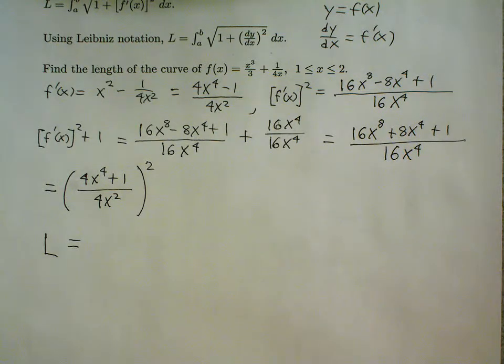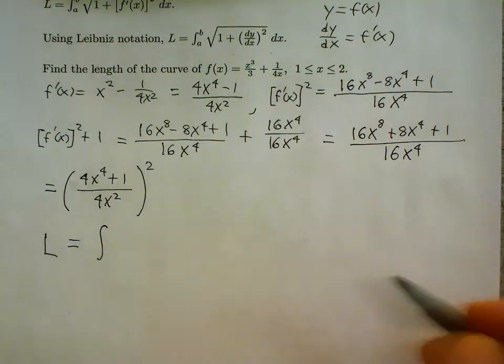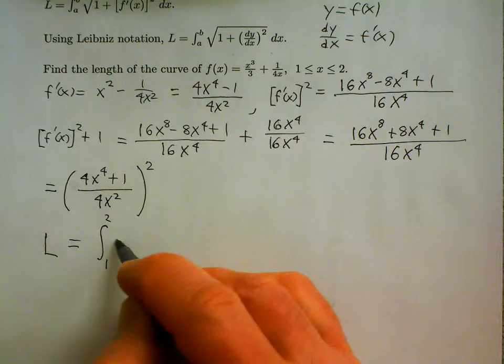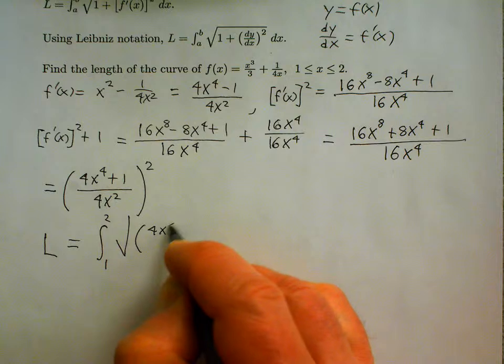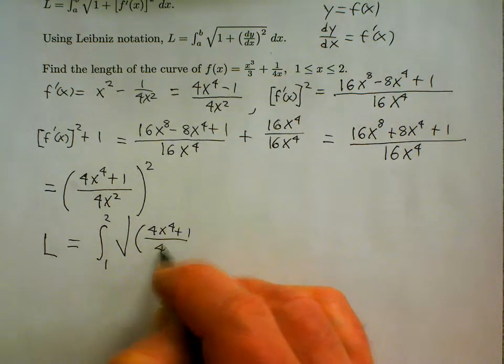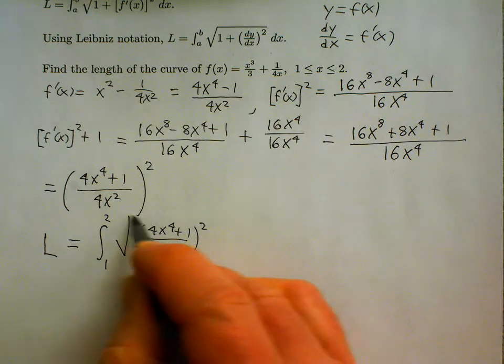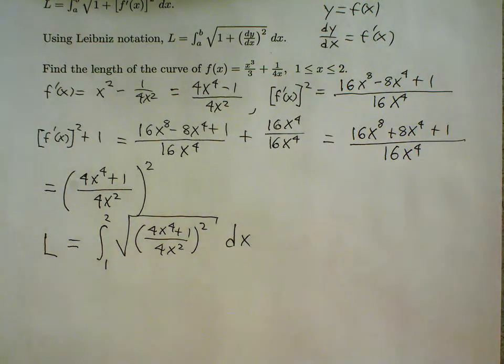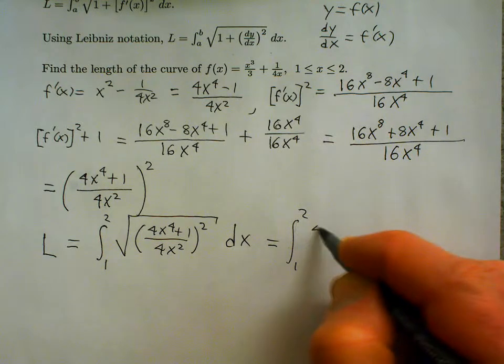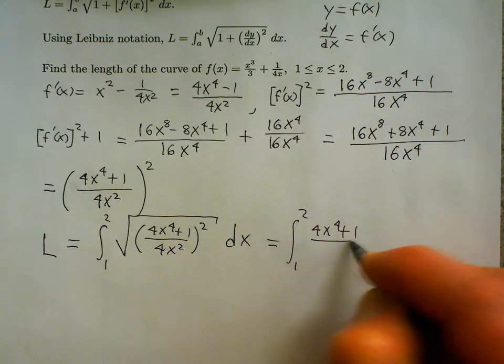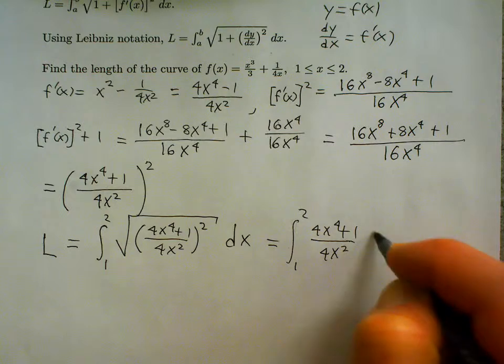But the length of the curve from x equals 1 to 2 is the square root of this quantity 4x to the fourth plus 1 over 4x to the second quantity squared dx. But when we take the square root of a perfect square, we're just going to get 4x to the fourth plus 1 over 4x to the second dx.